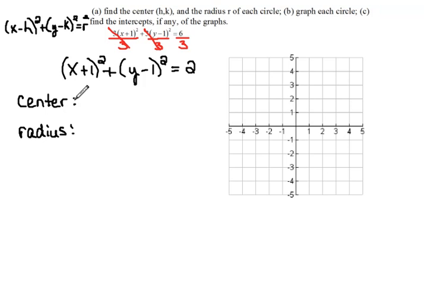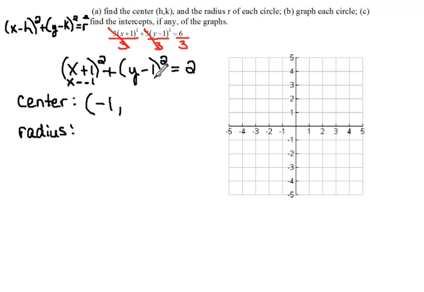Alright, now the center. Remember, the center is that (h, k) point. So it's supposed to be in the form of x minus h. So x minus, what do we have to subtract here to get a plus 1? Well, that would have to be a minus 1, wouldn't it? Because x minus minus 1 would be the same thing as saying x plus 1. That tells us that our h value for the center is really a negative 1.